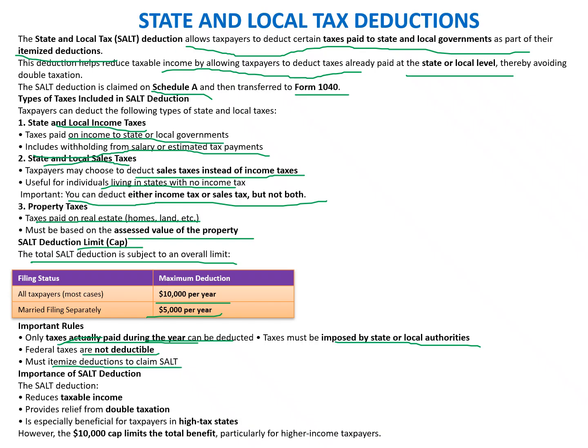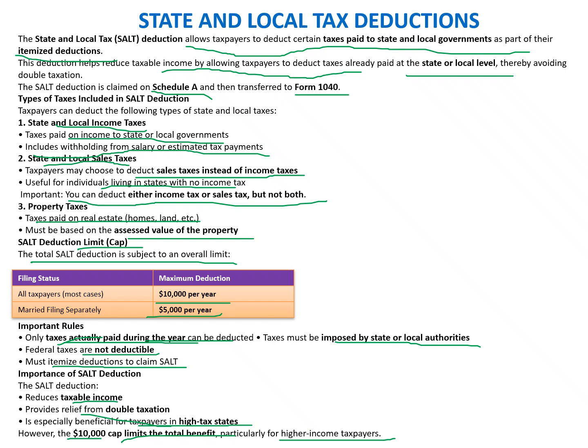Must itemize deductions to claim the SALT. So important SALT deductions reduce the taxable income, provide relief from double taxation, and especially benefit taxpayers in high tax rates. However, the $10,000 cap limit is the total benefit, particularly for higher income taxpayers. Which means that this is the limit that is available.